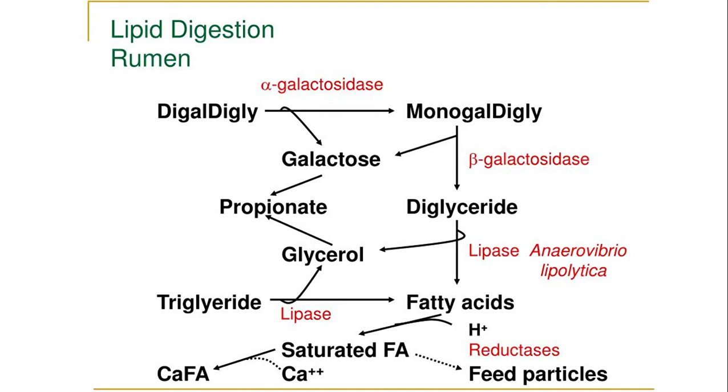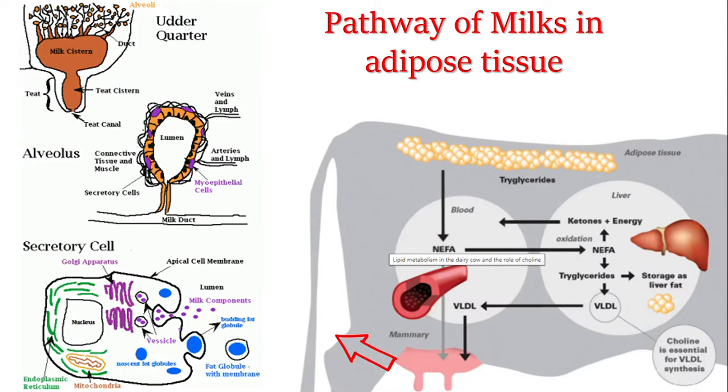This is the lipid digestion in the ruminants. We can see that lipid is contained within the adipose tissue, so we talk more completely about adipose tissue. The pathway of milk and adipose tissue is from degradation of fatty acids or triglycerides. So the adipose tissue serves an essential role for survival and reproduction in mammals, especially females.